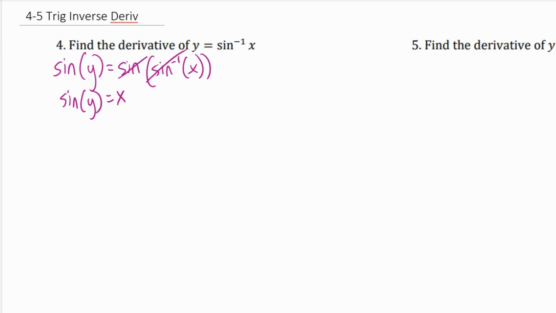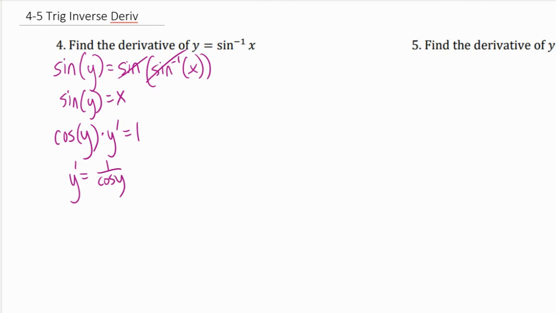So the derivative of sine is cosine of y. Oops, not cosine times y, cosine of y, times the derivative of y, which is y prime, and the derivative of x is just 1. Okay, so let's solve for y prime. I get y prime equals 1 over cosine of y. Okay, so here's the thing.